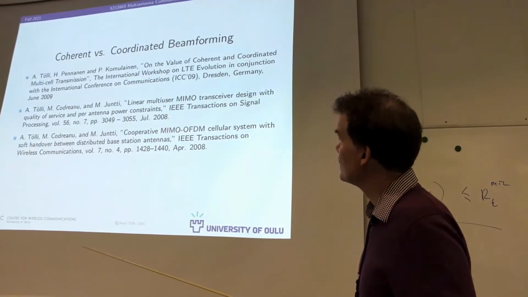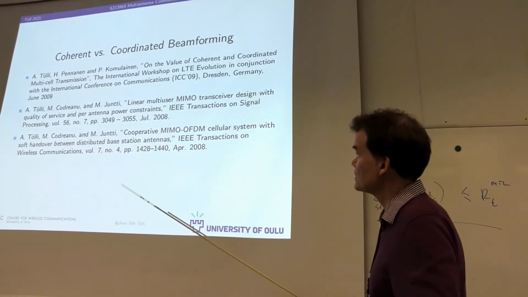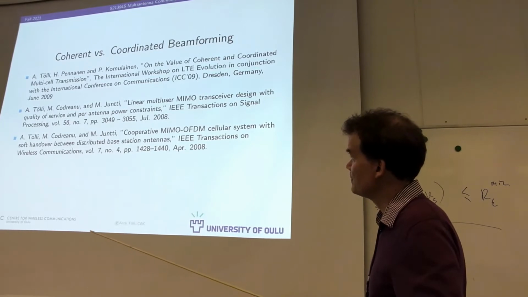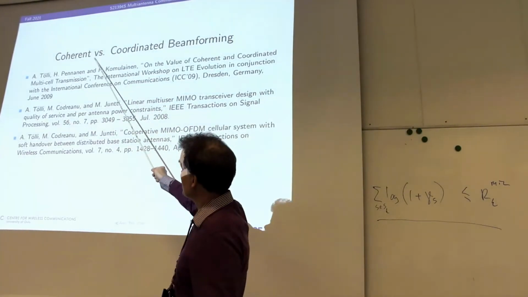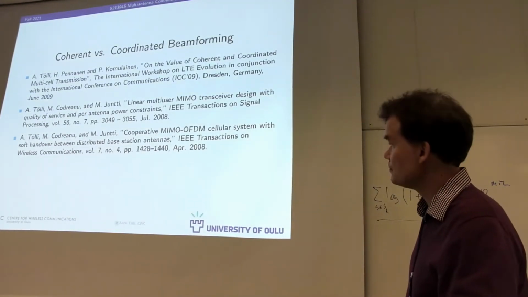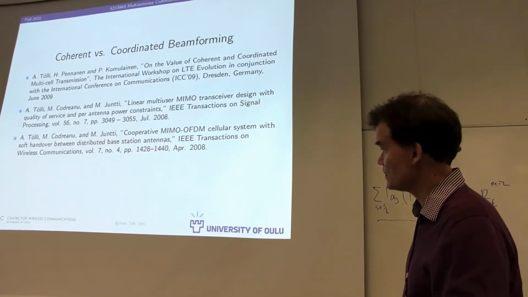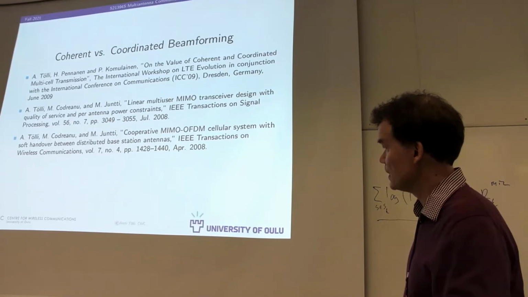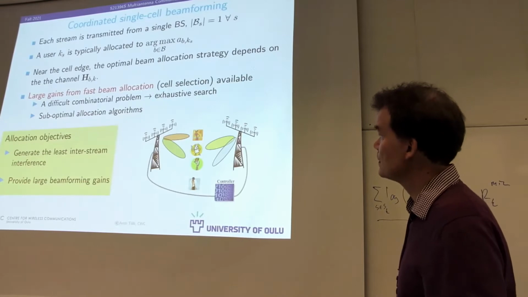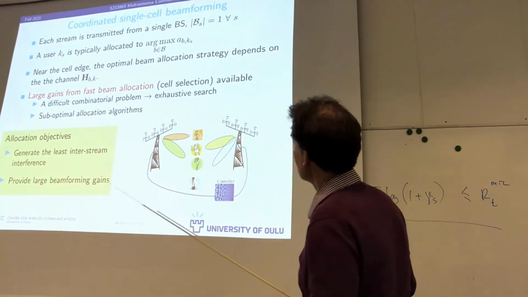Okay. All right, so let's have a quick look at some numerical examples. This is some old conference paper, basically comparing correlated versus coordinated beamforming in a simple setup with single antenna receivers and just 2 base stations serving a limited number of users.